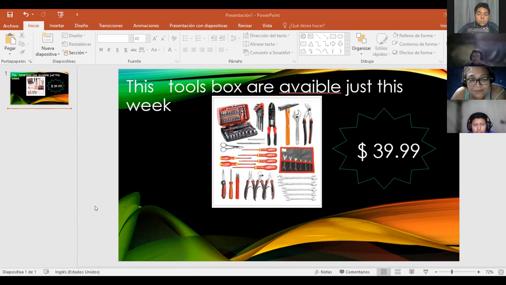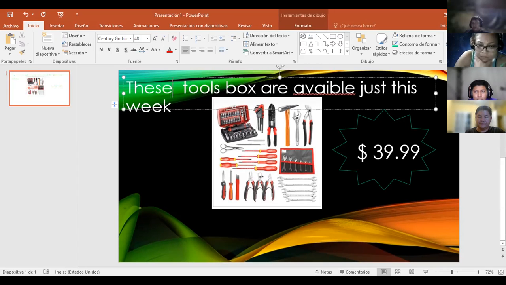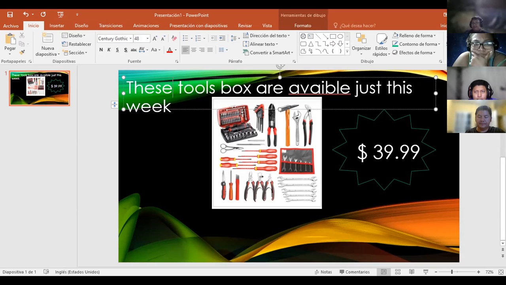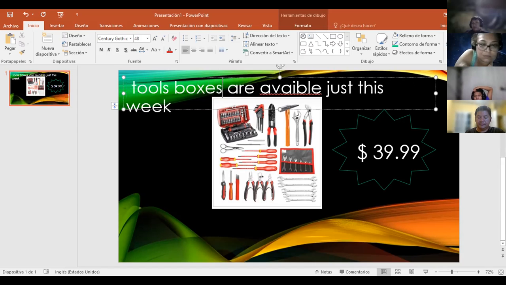Vaya, en esto lo que tienen que tener en cuenta es el número, quiere decir plural o singular. Remember that when we use plural nouns, we don't use a or is. We use are, and we don't use a. Usamos are some, are these two, are these three, etc. Y ya no sería this, sino el these de plural. Pero en este caso, el plural tendría que ir en boxes, okay? Boxes, tool boxes. Okay, teacher.